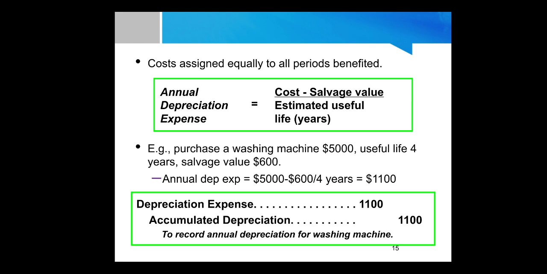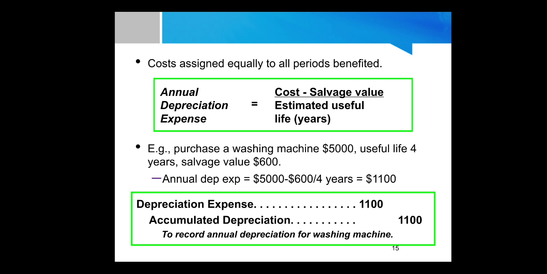See the example here. Let's say a business purchases a washing machine. The price of the washing machine is $5,000. It is estimated that the useful life of the machine is 4 years. Useful life means the business estimated that the machine can be used for 4 years. So the salvage value of this washing machine is $600. So it means that at the end of year 4, the value of this washing machine, maybe scrap value, maybe second-hand value, is only $600. So if this is the situation, how much is the depreciation expense, and also how to record the depreciation expense at the end of the year?